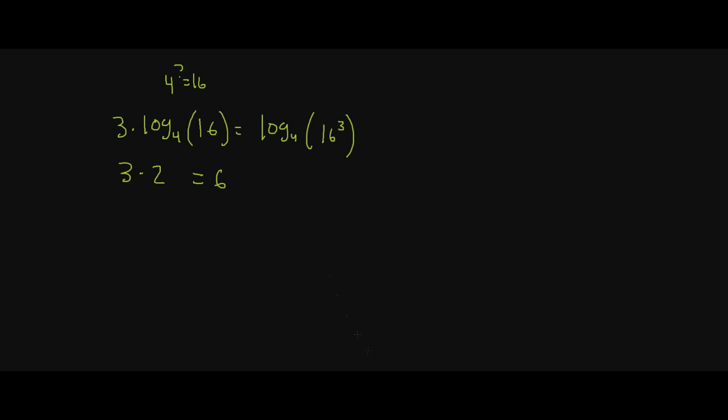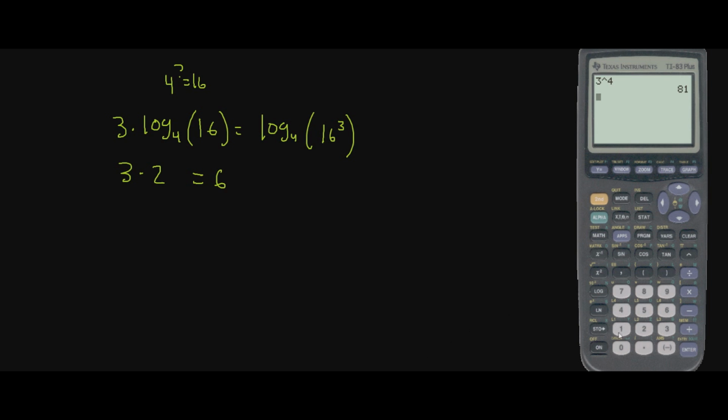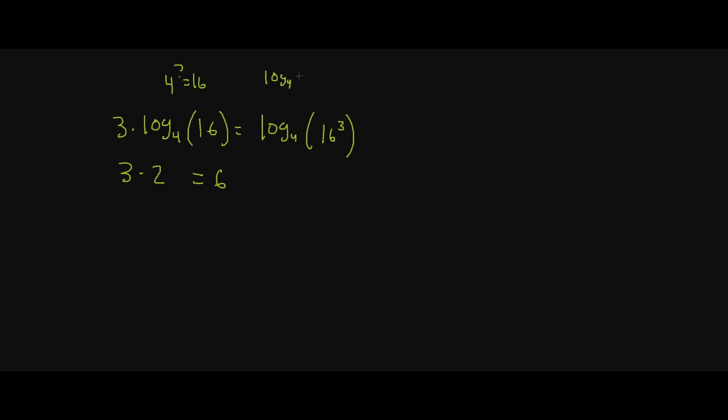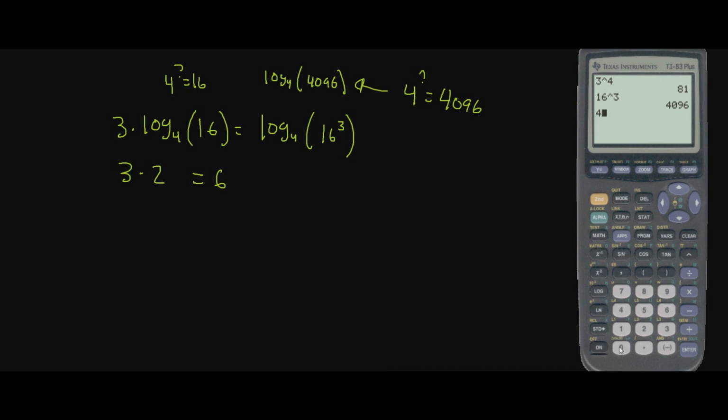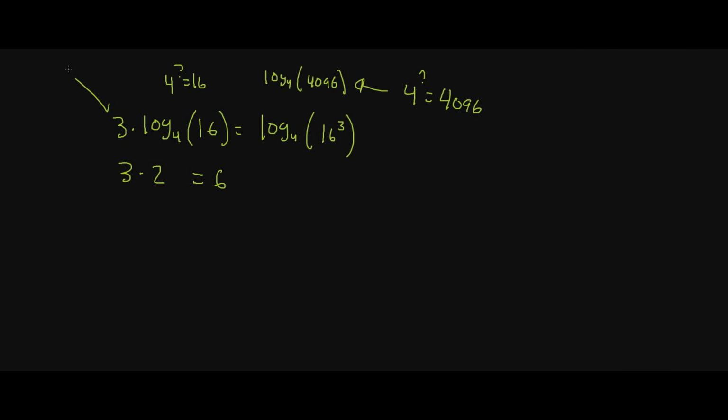Let's figure out if this is actually true. First of all, what is 16 raised to the third? 16 raised to the third is 4,096. So we have log base 4 of 4,096. That's saying 4 raised to what power is equal to 4,096. Seems strange, but it better be 6. Let's go back: 4 raised to the 6, and we get 4,096. Would you look at that? That is true. And that's how we know this formula works, and it works for anything.